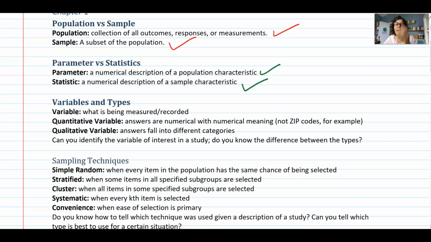Okay, variable types. Usually students get quite good on it. What is a quantitative variable? What is a qualitative variable? Or the other words for that, categorical or numerical. All right, categorical and numerical.